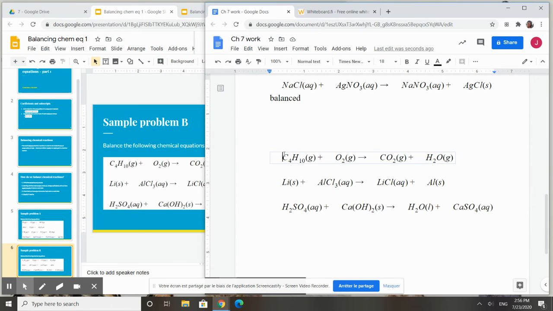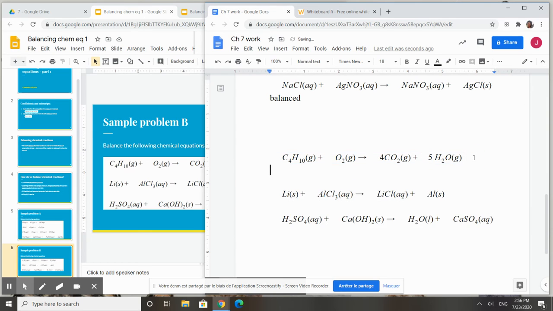Right, so I'd start this very similarly to the other ones. I start by looking at my C4H10. I'm going to start by balancing out my carbons. I put a 4 here to balance it. Then I go to balance my hydrogens, and I put a 5 here. So then I'm trying to balance my oxygens. I've got 4 times 2 oxygens for my CO2 plus 5 from my H2O. So that's 8 plus 5. So I have 13. You can't make this 13.